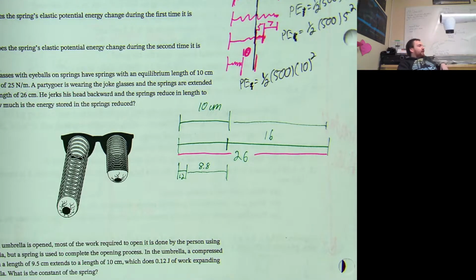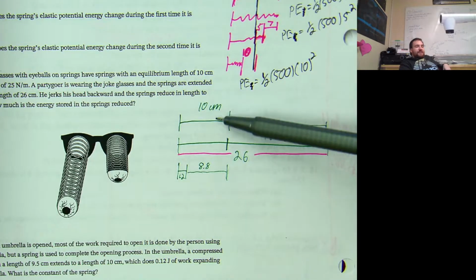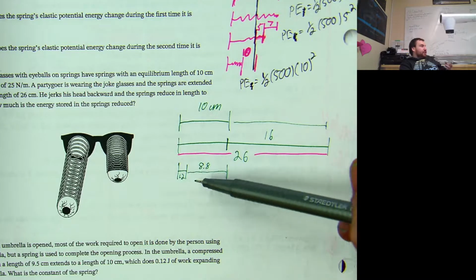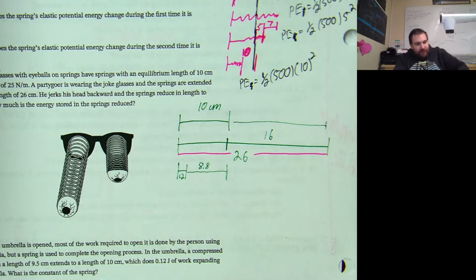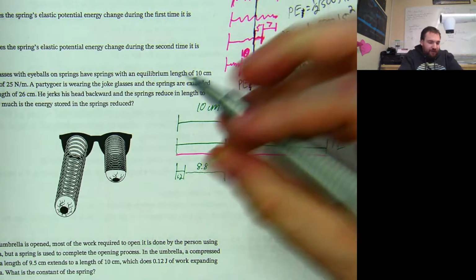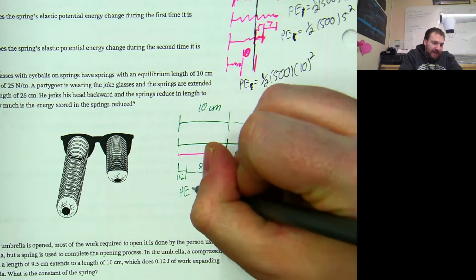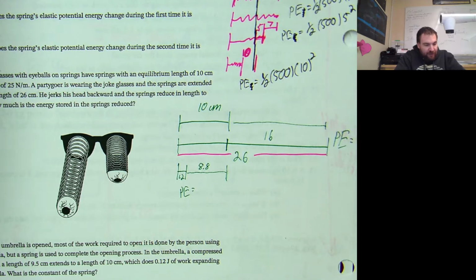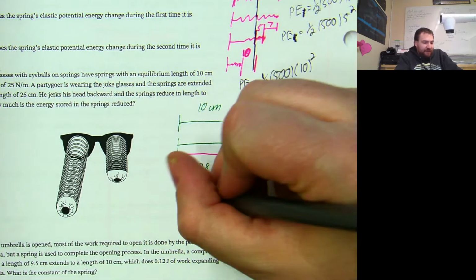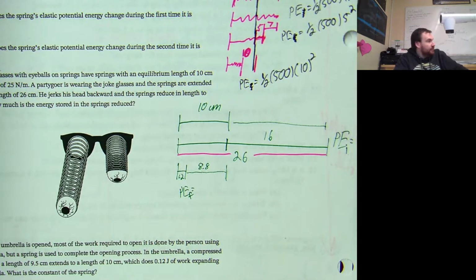So, Ken, you see what's going on here, though? We've got a 10 centimeter spring. It gets extended to 26 centimeters, which means this has an extension of 16 centimeters. Then it gets reduced to 1.2, which is a contraction of 8.8. So what you're going to want to do is find the potential energy here using half kx squared. You're going to find the potential energy here, half kx squared, and then, how much is the energy stored in the springs reduced? PE final minus PE initial is what you're going to want to do.